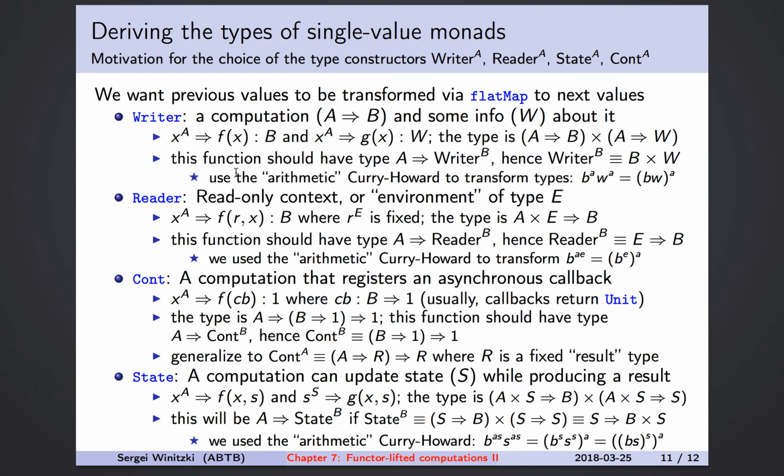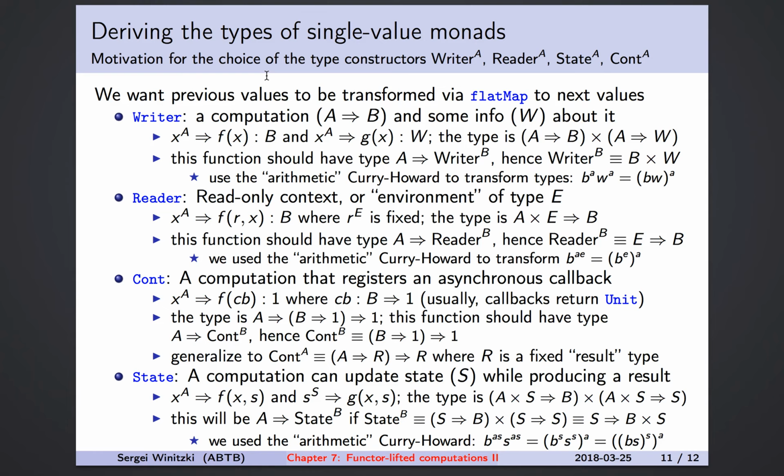So here is how I could derive or motivate from first principles the choice of these type constructors. The main principle here is that we want to use flatMap in order to chain computations together. And so flatMap is the function that's going to be transforming some previous values to some next values in this chain of computations. So let's apply this reasoning and see what is the type signature of flatMap. And just by type reasoning, we will derive the correct types.